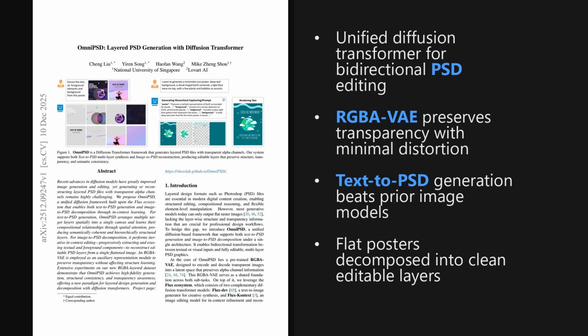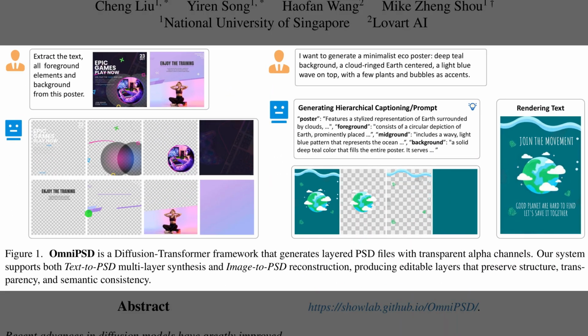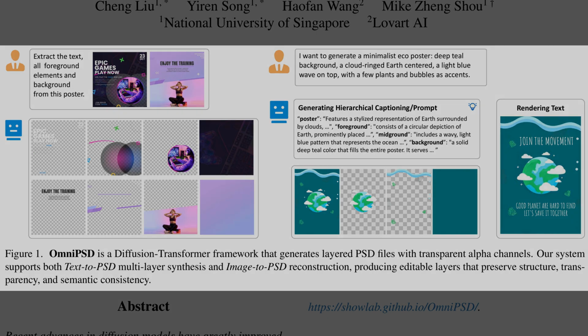And as we will see later, this bidirectional control over layers could seriously change how designers and models collaborate on complex visual layouts. Figure 1 shows how the system turns between flat posters and fully layered Photoshop PSD files. On the left, a user asks the model to extract text, foreground, and background, and the central grid of tiles displays the decomposed layers with transparent checkerboard regions. On the right, a natural language prompt becomes a structured caption, which drives a second layered grid, and finally, a clean, editable, eco-themed poster. Together, these examples highlight that the same diffusion transformer handles both text-to-PSD generation and image-to-PSD reconstruction.